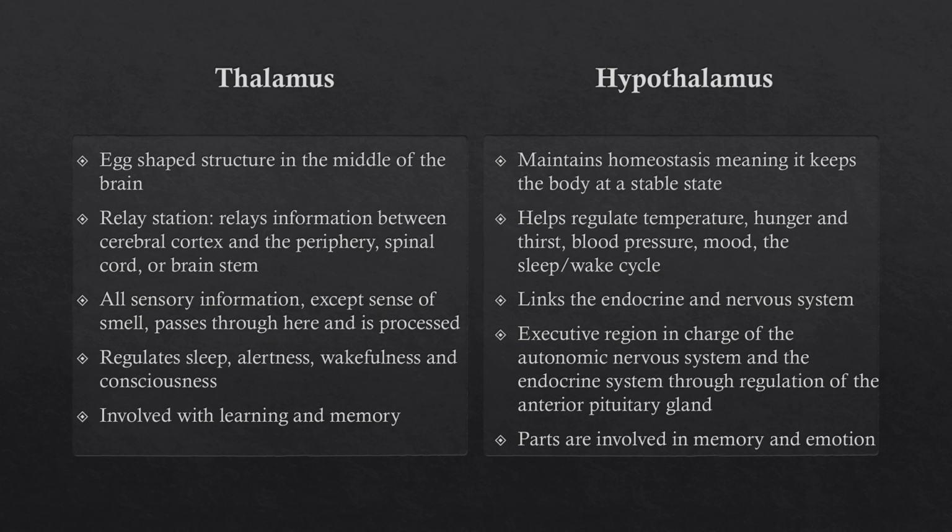The hypothalamus is also deep in the brain. This structure's main function is to maintain homeostasis and keep the body at a stable state. It helps regulate temperature, blood pressure, mood, hunger and thirst, and the sleep-wake cycle. This is completed by influencing the autonomic nervous system or by managing hormones.